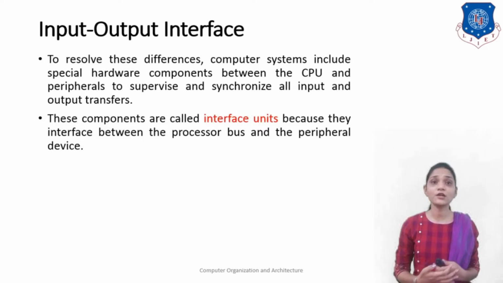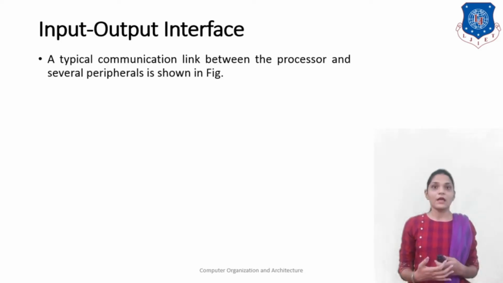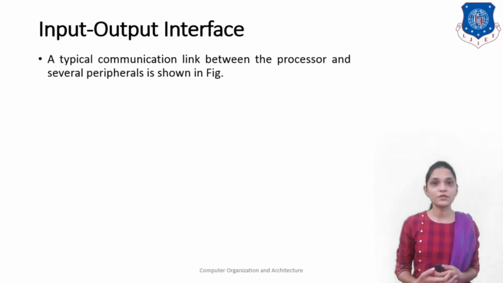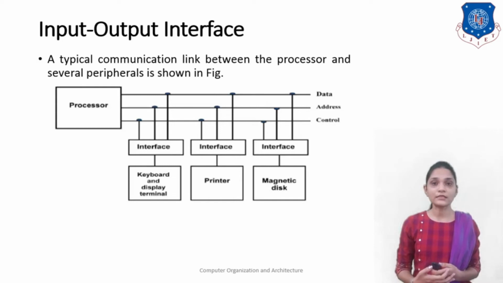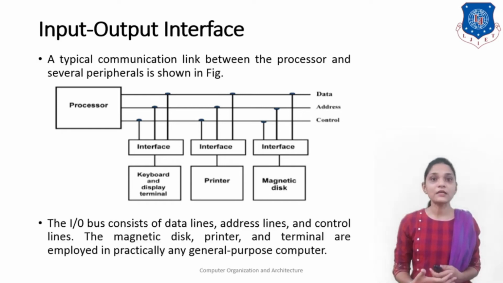These components are known as interface units because they interface between the processor bus and the peripheral devices. Here, a typical communication link between the processor and several peripherals is shown in the figure. We have connected this processor with the keyboard and display terminals, with a printer and a magnetic disk. These are our major peripheral devices, and these all are connected through interfaces. All the data bus, address bus and control buses are connected with these I/O devices.